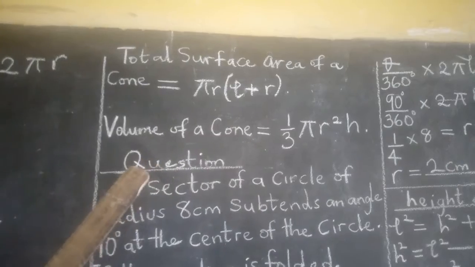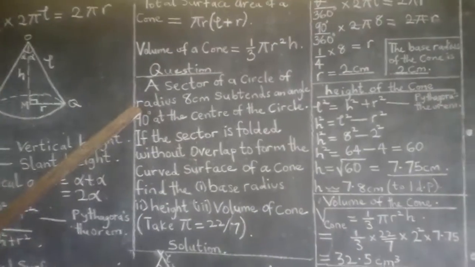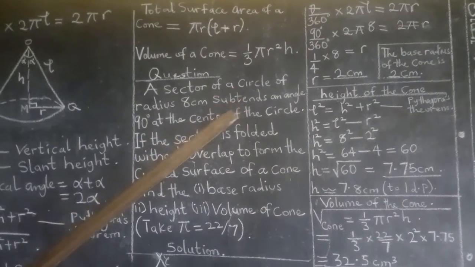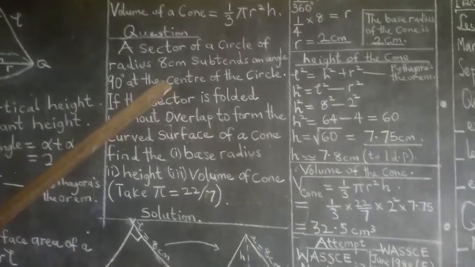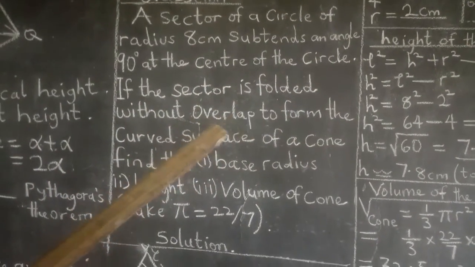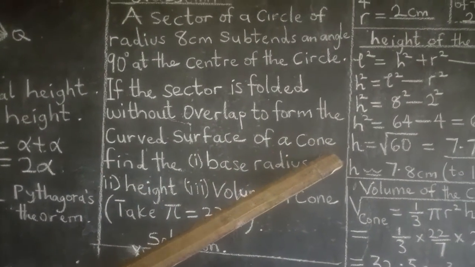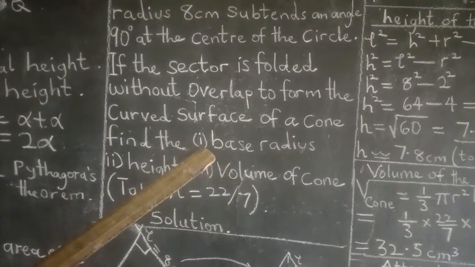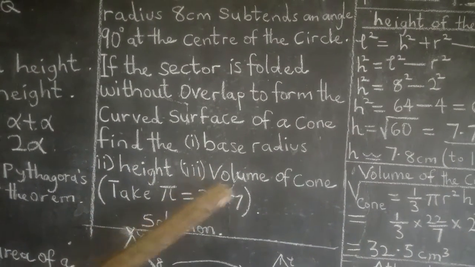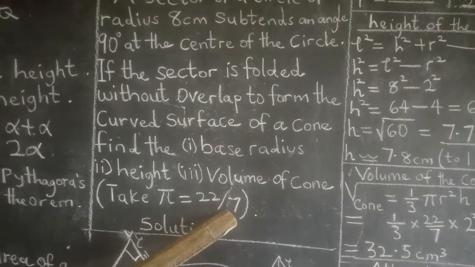They are very important. Now, question. A sector of a circle of radius 8 centimeters subtends an angle 90 degrees at the center of the circle. If the sector is folded without overlap to form the curved surface of a cone, find the 1. Base radius, 2. Height, 3. Volume of the cone. Take pi equals to 22/7.